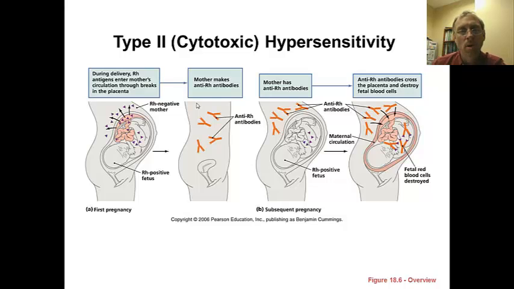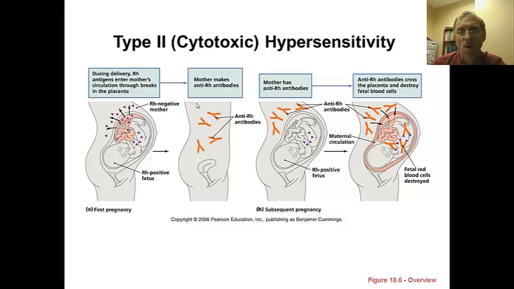What is RhoGAM? RhoGAM is an antibody preparation that reacts against red blood cells with the Rh antigen. The red blood cells are actually coming from the baby going into the mom's circulation. By adding these anti-Rh antibodies in RhoGAM, complement-mediated lysis occurs in the mom after delivery, but before the mom has the opportunity to make Rh positive antibodies herself. So this is a form of passive immunotherapy. RhoGAM is passive immunity that's given to the mom.